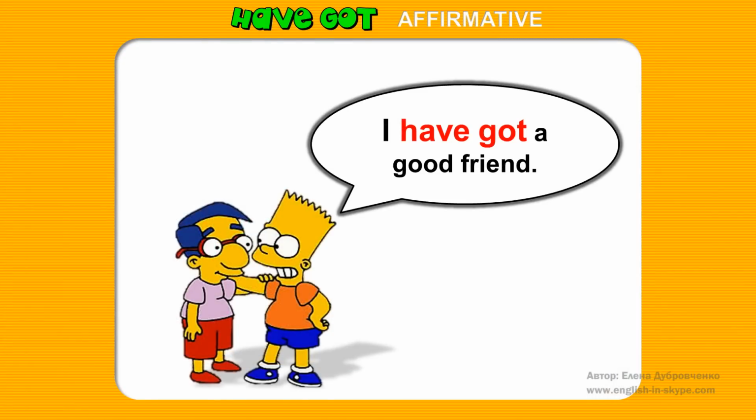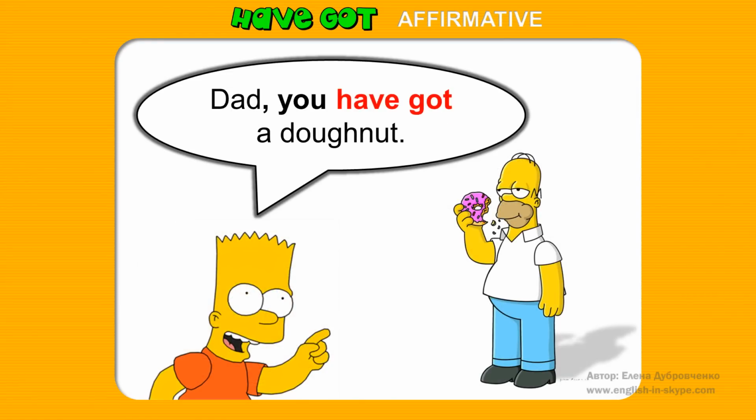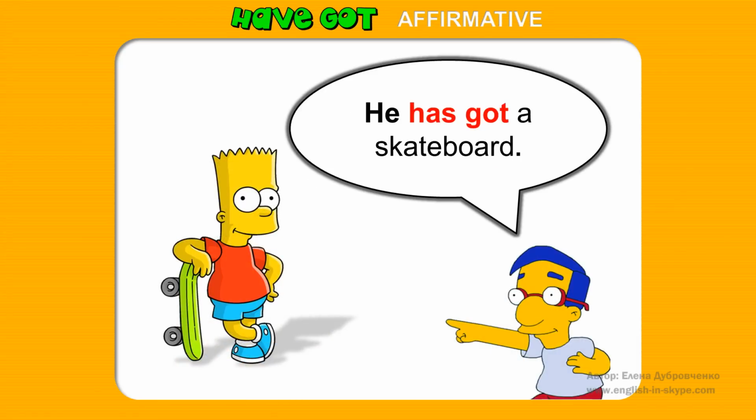I have got a good friend. У меня есть хороший друг. Dad, you have got a donut. Папа, у тебя есть пончик. He has got a skateboard. У него есть скейтборд.